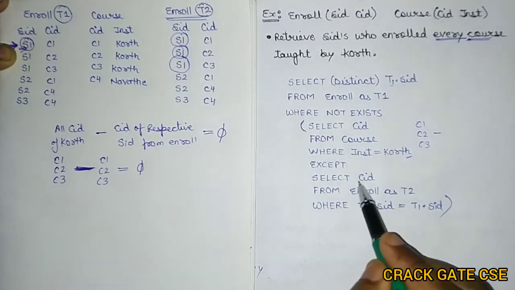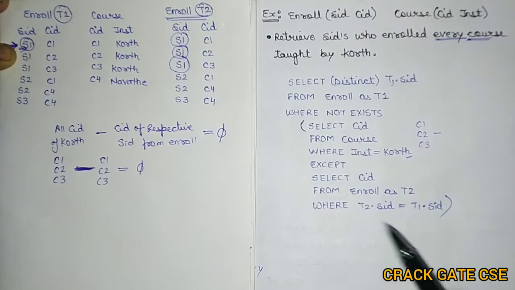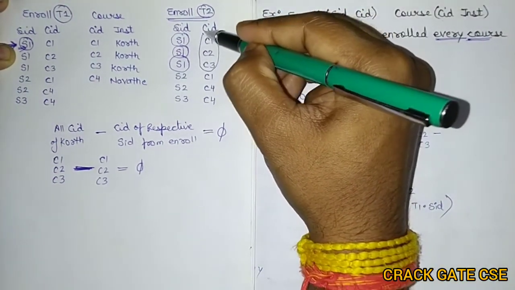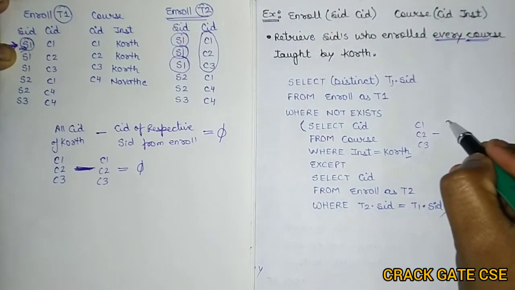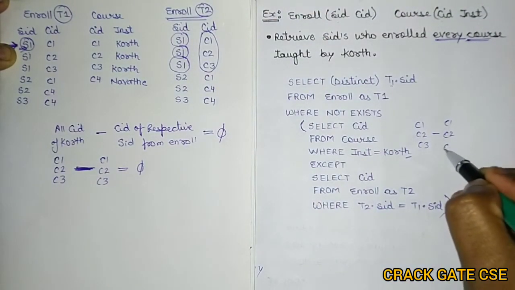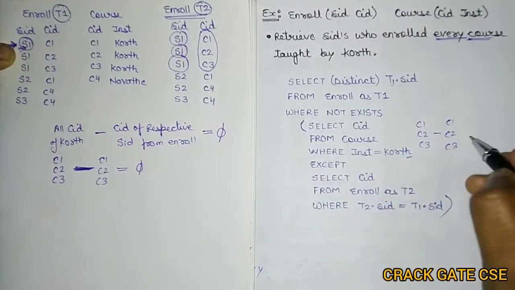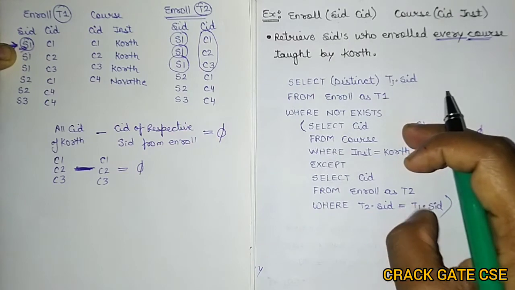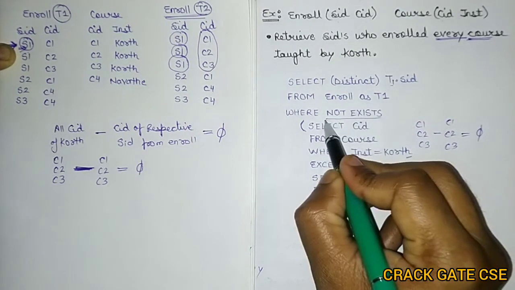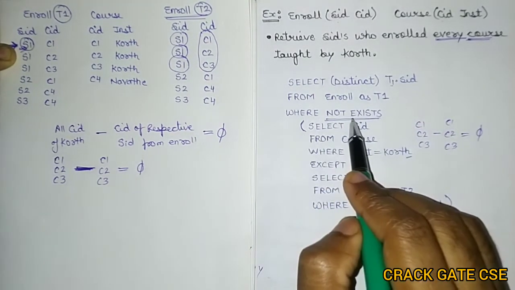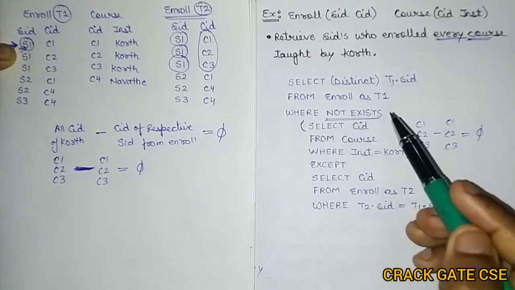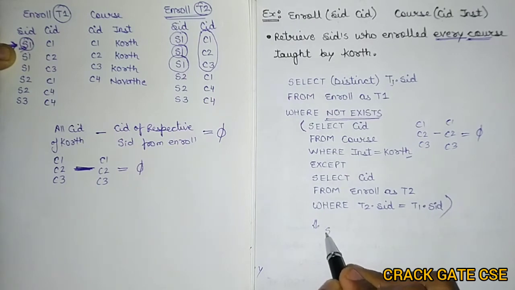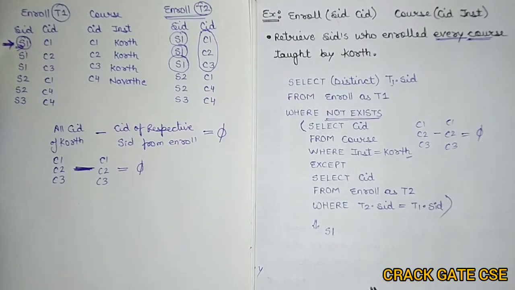So we have to select the course ID if this condition is satisfied. So this condition has been satisfied, so I have to select these course IDs for the satisfied condition, which is C1, C2, C3, and if I subtract it, it will be null. That means no value exists for this subquery. This is what this particular condition checks. Where not exists means if no value exists, then it is true, so it will give you the student ID as S1.